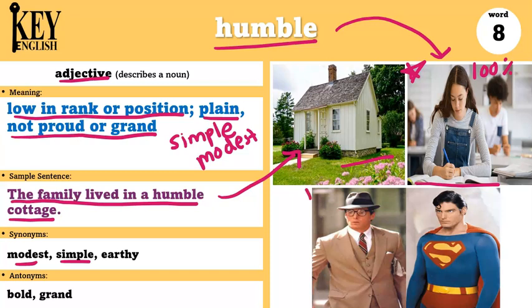I can also describe Superman as being humble. I can say, he's a humble hero and doesn't look for attention. So Superman always tries to hide who he is by looking like a normal person. He does not try to show off his powers and try to say that he's the best or the most amazing. So I can describe him as being humble. He is not proud or grand. Again, synonyms are modest, simple, earthy, and antonyms are bold and grand.